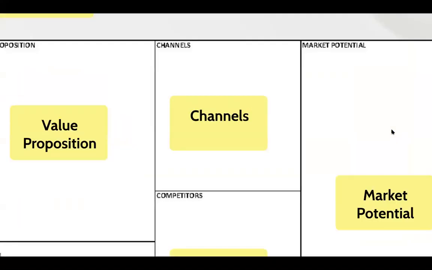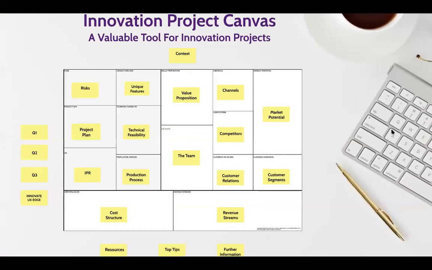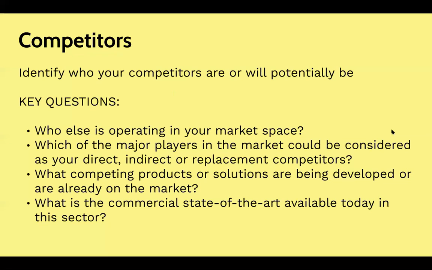that you're claiming. Okay, so once you've looked at the channels, the next thing to consider is your competitors. And clearly providing depth and breadth on knowing who your competitors are or who they will potentially be, again, helps to add to the credibility of the bids that you're putting forward or the proposal you're putting forward. So it's things like understanding who else is operating in your market space. Which of the major players in the market could be considered as direct, indirect, or replacement competitors?